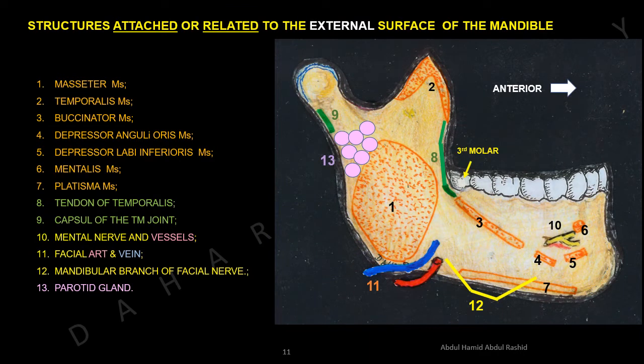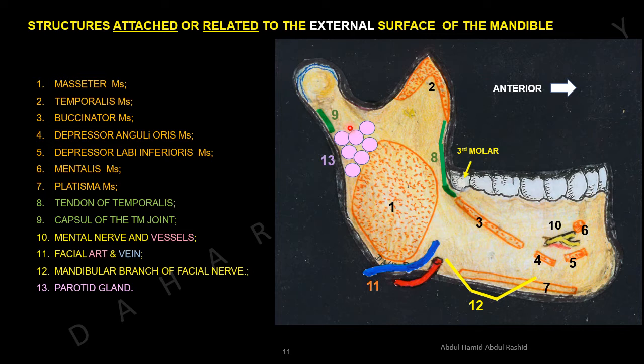Structures attached or related to the external surface of the mandible. This is the external surface of the right side of the mandible. This is anterior. This is the body of the mandible. This is the ramus of the mandible. These are two upward projections: this is the coronoid process and this is the condyloid process. What are the structures attached or related here?